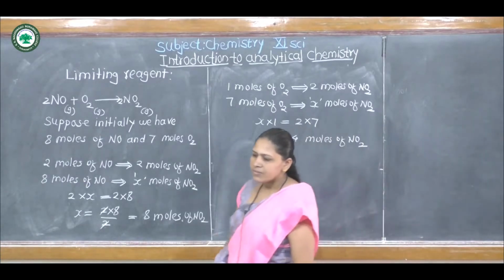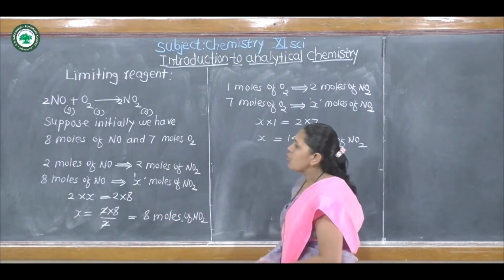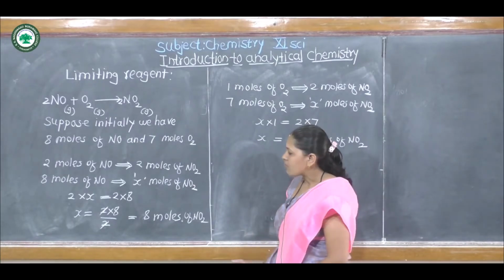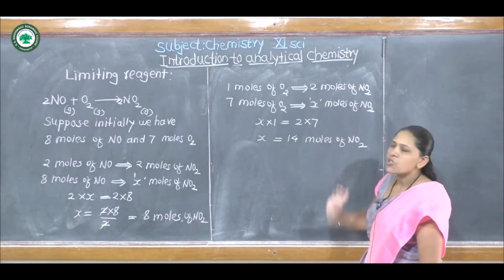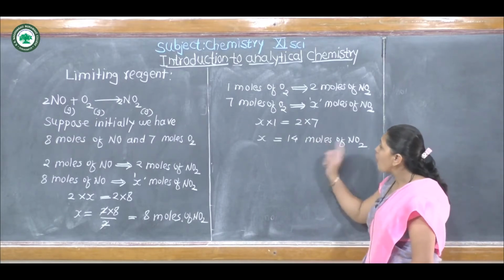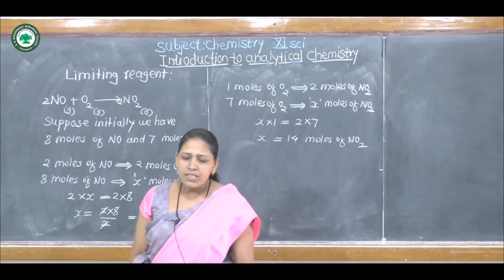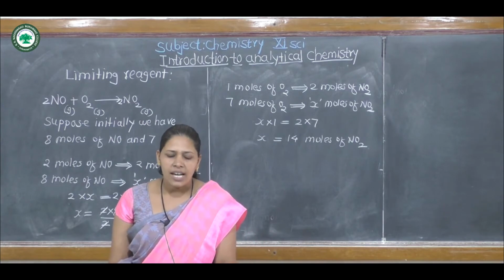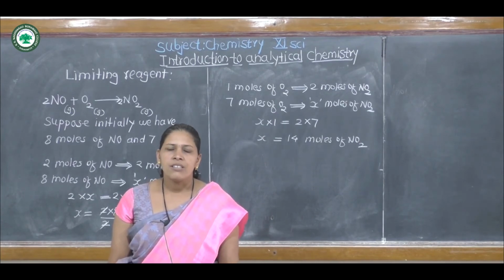Then both: 8 moles of nitrogen monoxide form 8 moles of NO2 and 7 moles of oxygen form 14 moles of NO2. Therefore here nitrogen monoxide is limiting reagent and oxygen is the excess reagent. Next point in next lecture.